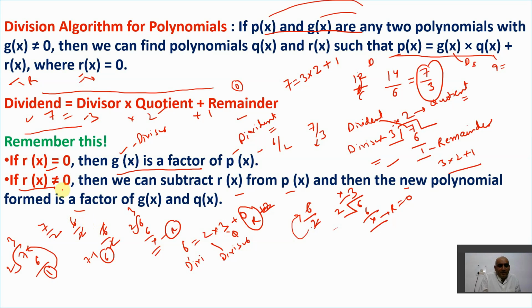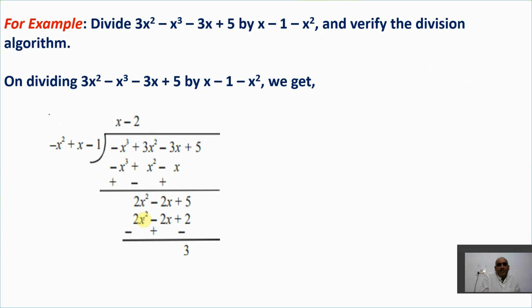So if the remainder is not 0, we subtract the remainder from where? The dividend. And once we subtract the remainder from the dividend, it becomes perfectly divisible. And once it becomes perfectly divisible, it becomes a factor of that particular number, right? So I hope you get this point. So this is about the division algorithm. Let's understand it with the help of an example.